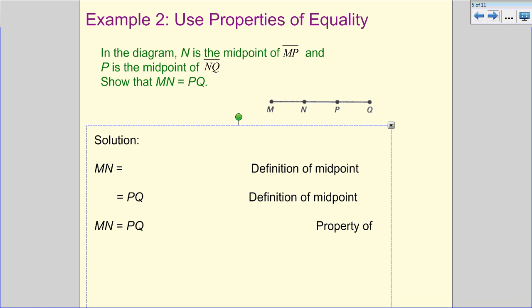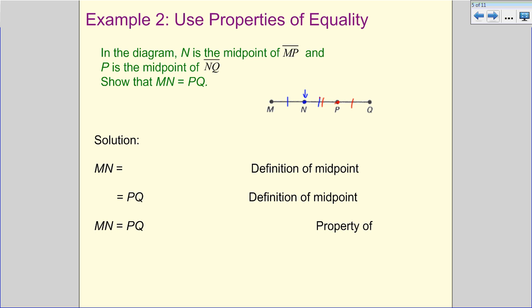All right, so we're going to now take a look at using these properties to define what we're doing. In a diagram, we know N is the midpoint of MP. So if N is in the middle, I know MN is congruent to NP. And then I know P is the midpoint of NQ, which means this is congruent to this. So what I want to show is MN is congruent to PQ.